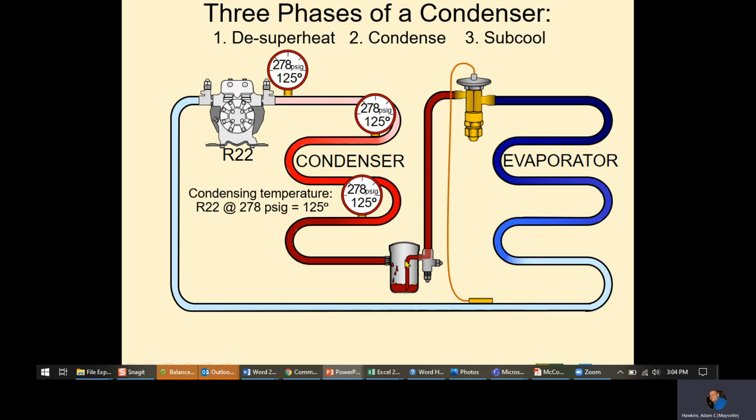Now, in this picture here, you'll notice that there actually is what we call a liquid receiver. A lot of residential systems aren't going to have this, but some commercial refrigeration setups will. It stores excess liquid, and that way the TXV always has a little extra liquid to work with in case it were to not get what it needed.